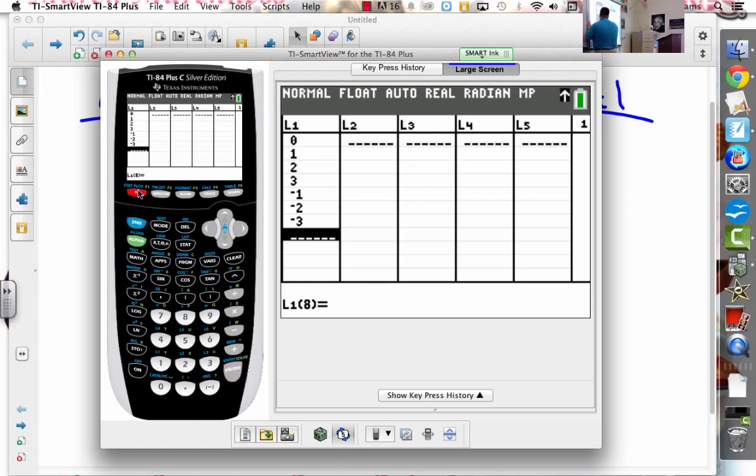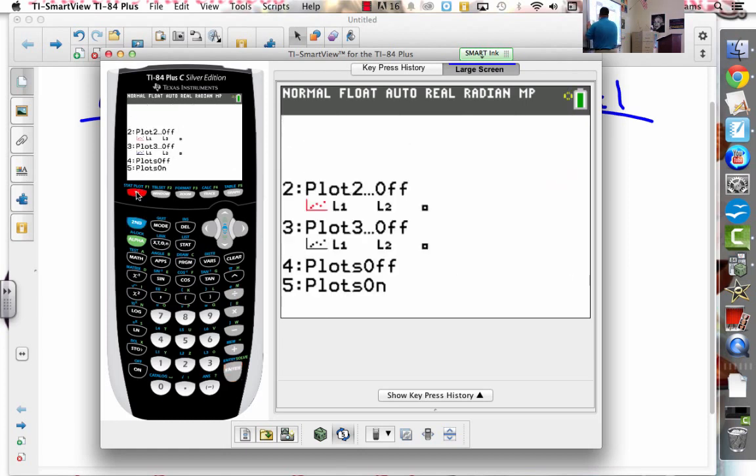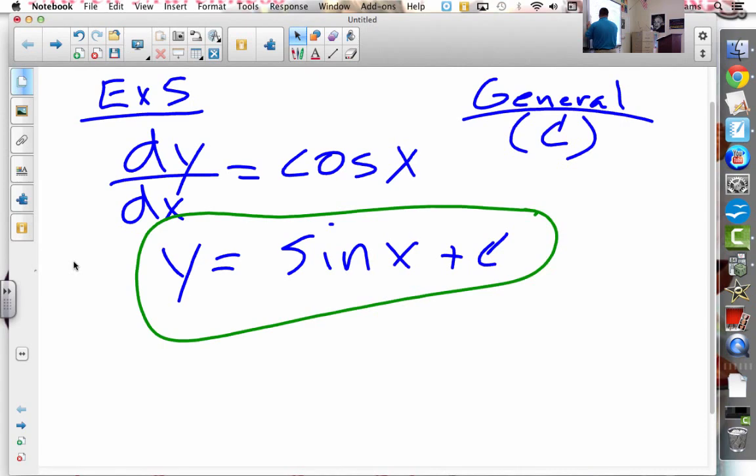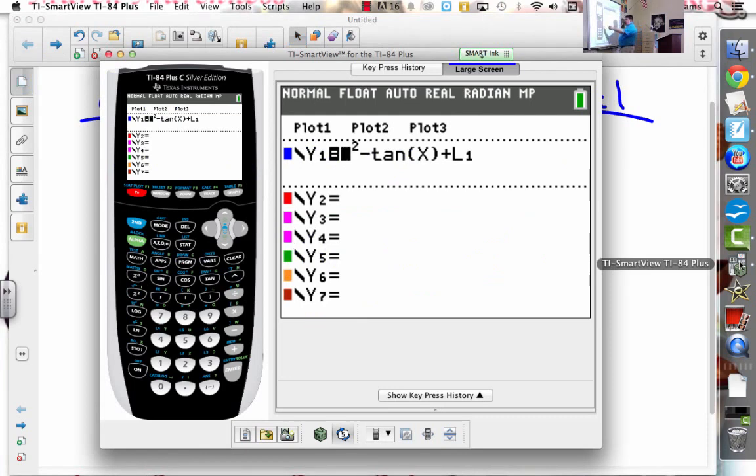So now I'm going to graph the family of functions. The general solution is y equals sine of x plus c. To graph that, I'm going to clear this out, and I'm just going to put sine of x, but plus c represents any number that I can plug in my calculator. In other words, it's the vertical translation up or down of the function. I'm going to select L1. If I hit second 1, I can plug in L1.